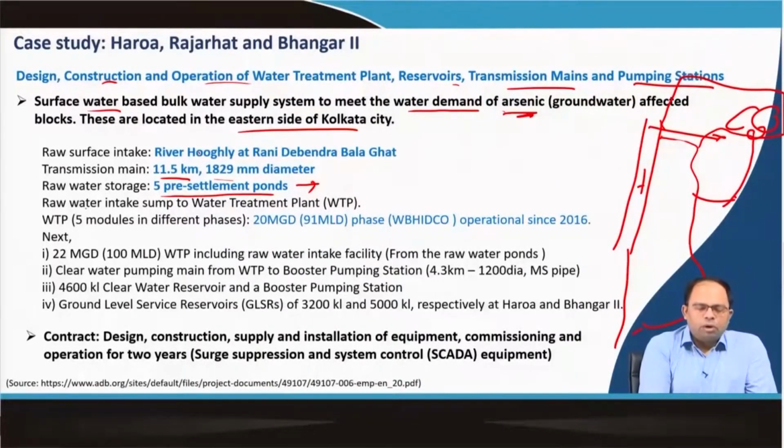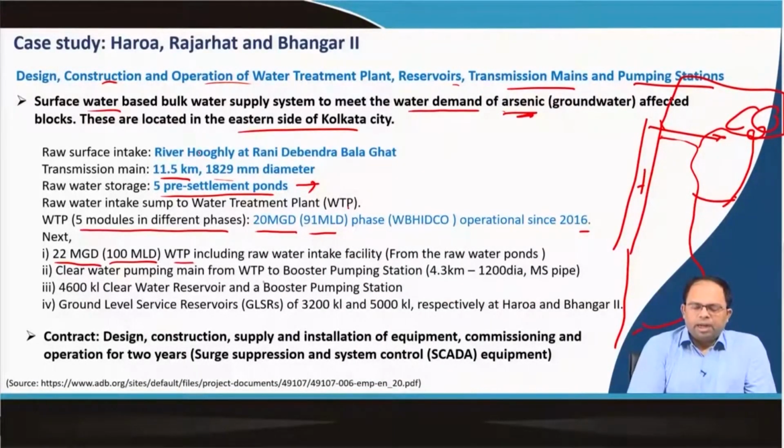From there, raw water goes from the intake sump to the water treatment plant. The WTP was planned for 5 modules in 5 different phases. A 20 mgd or 91 million liters per day phase was already done and has been operational since 2016. The next plan was to do a 22 mgd, million gallons per day, which is equivalent to 100 million liters per day.